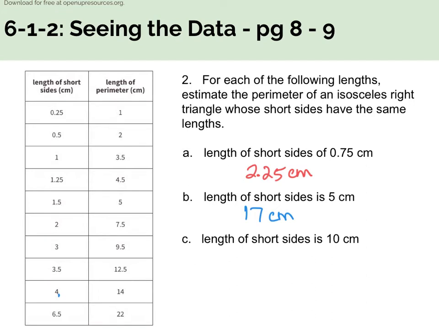So we kind of have to think about what's going on. How does it change? How is it going up? Each time the length of the short side, so that's the short side here, goes up by 1, the perimeter goes up by 3. So when the short side length is 10 centimeters, if we follow the same pattern, it's probably going to be about 30 centimeters.